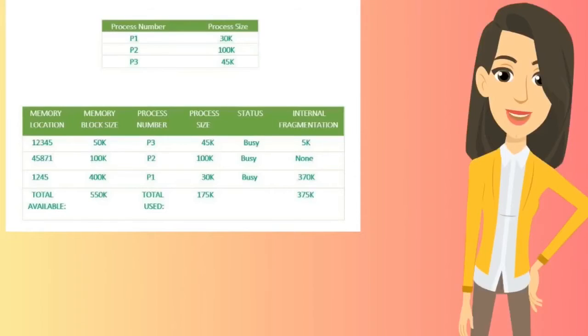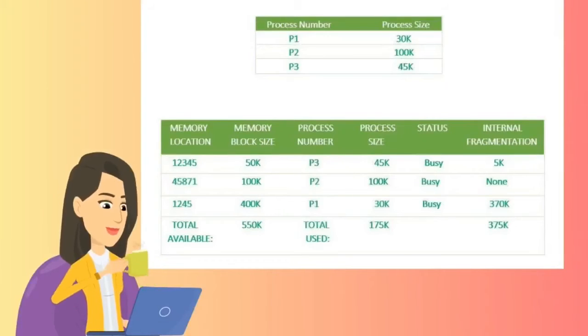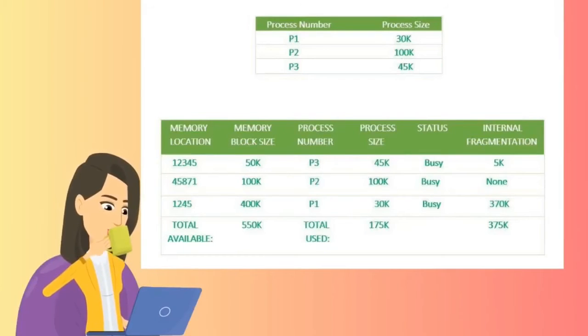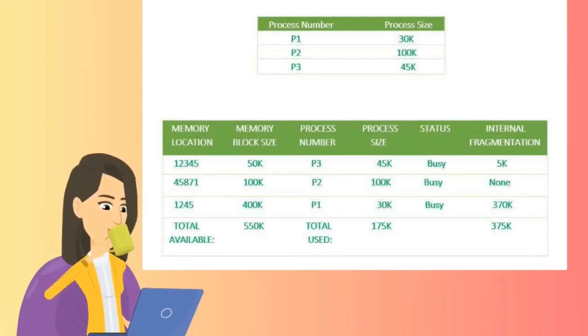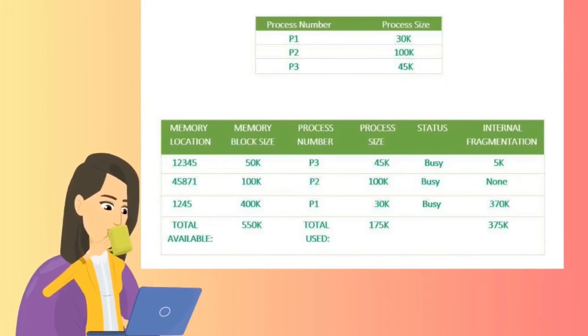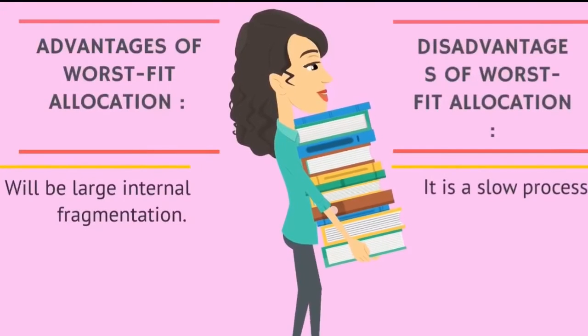Here is an example. To understand worst fit allocation, here process P1 equals 30K is allocated with the worst fit allocation technique, so it traverses the entire memory and selects memory size 400K, which is the largest, and hence there is an internal fragmentation of 370K, which is very large, and so many other processes can also utilize this leftover space. Advantages of worst fit allocation.